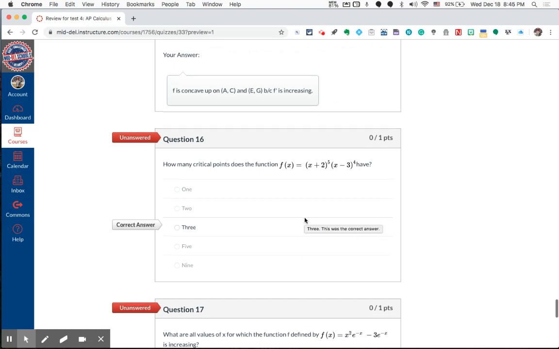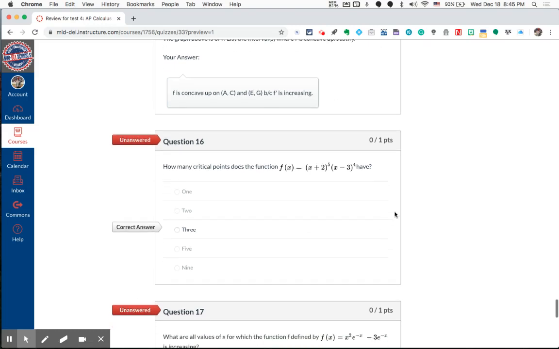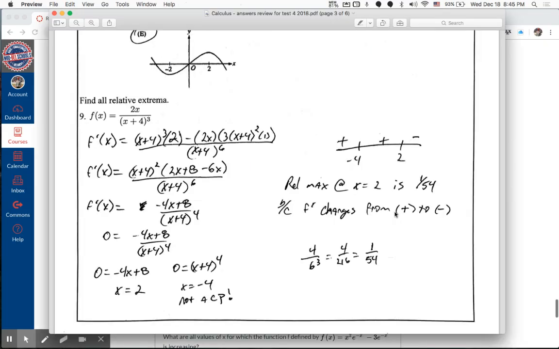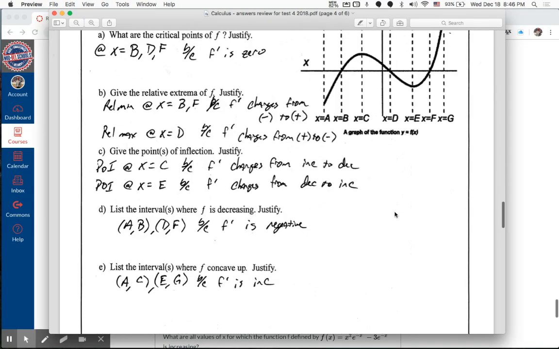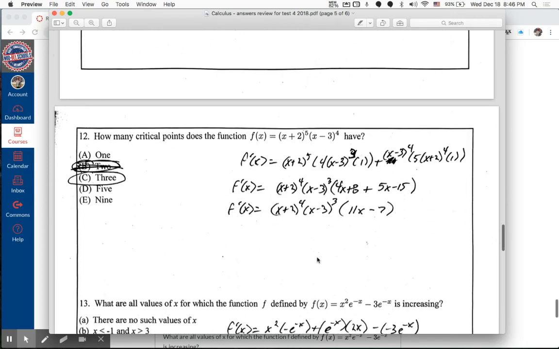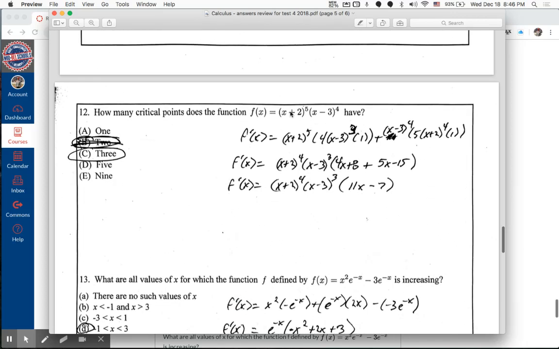16, how many critical points does the function f of x equals x plus 2 to the fifth times x minus 3 to the fourth have? Let me go find this one. There it is. So this is going to require the product rule. So I have the first times the derivative of the second plus the second times the derivative of the first.